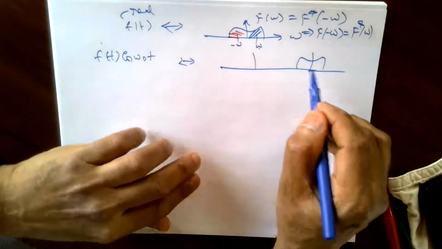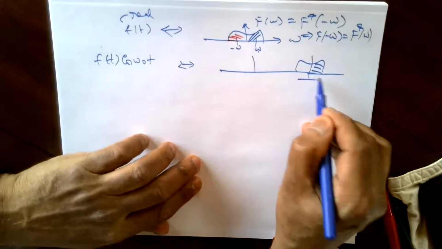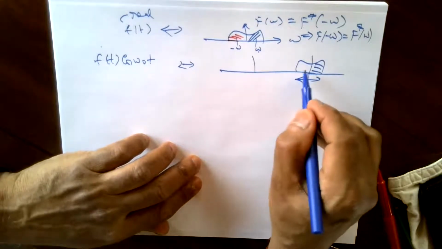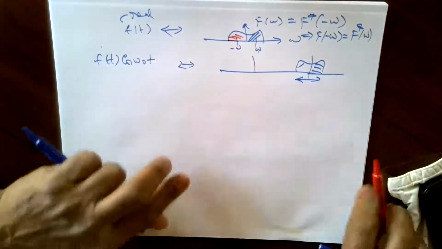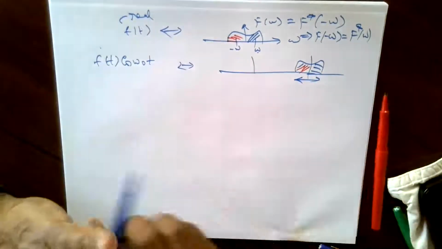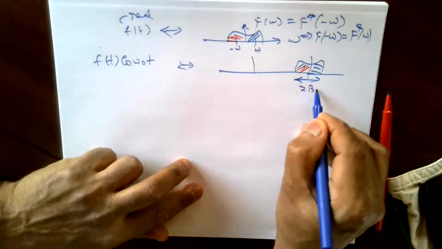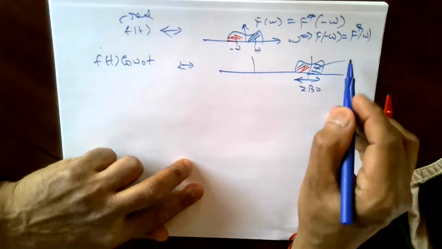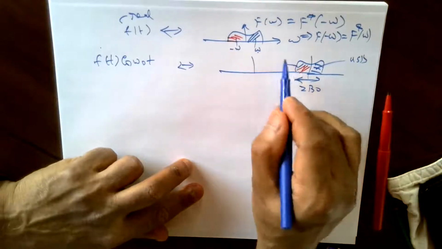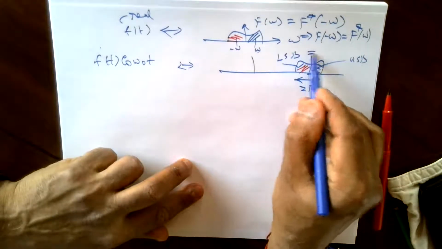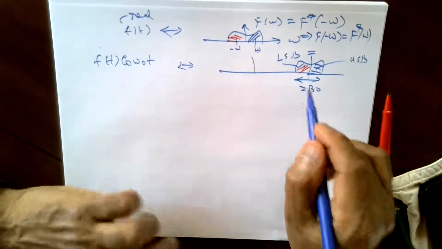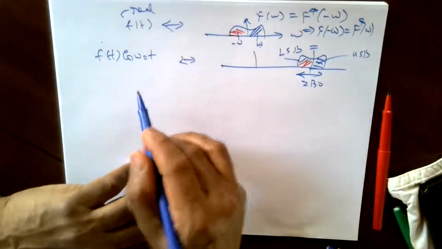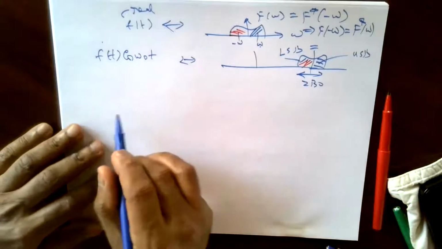So here you can see that you are wasting bandwidth, because twice the bandwidth is used, since the red and blue have the same information. So this is the upper sideband and this is the lower sideband, and both of them are identical information. So why transmit it twice? To avoid this, you can use the Hilbert transform.